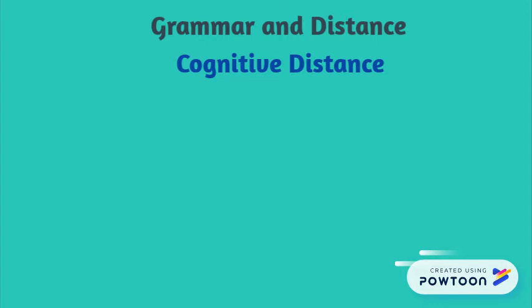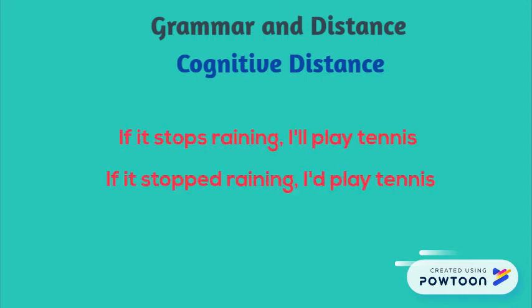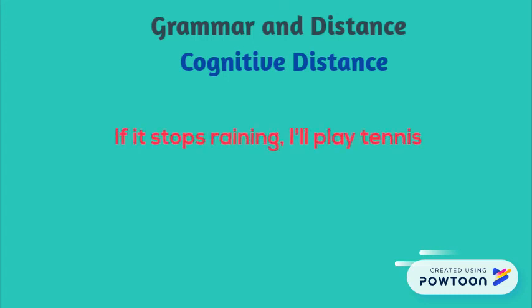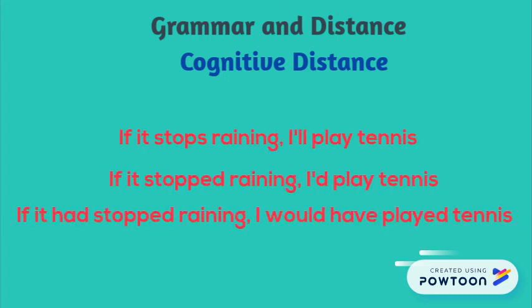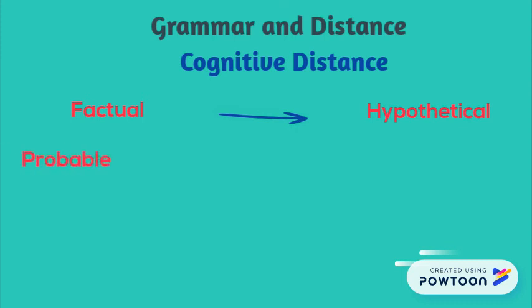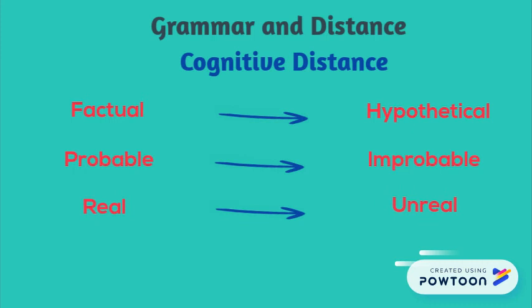You've already seen examples of this in the unit with conditionals. First, second, and third conditional. Consider these sentences again. Here the distance being expressed is not temporal, it's cognitive. In other words, it's the distance between the factual and the hypothetical, the probable and the improbable, or between the real and the unreal.